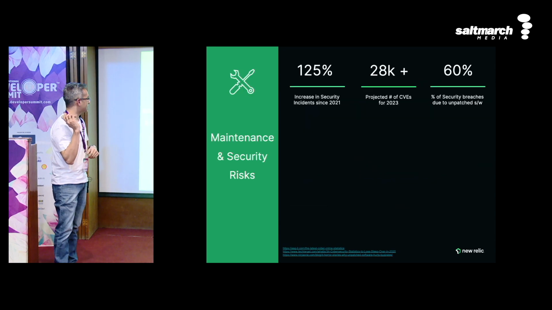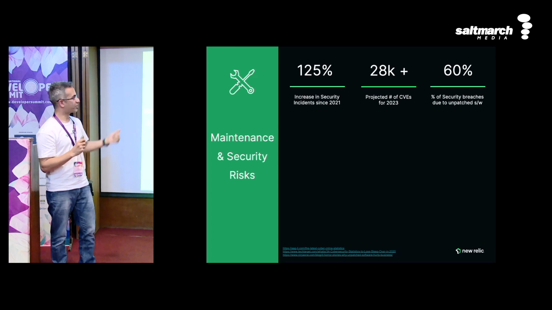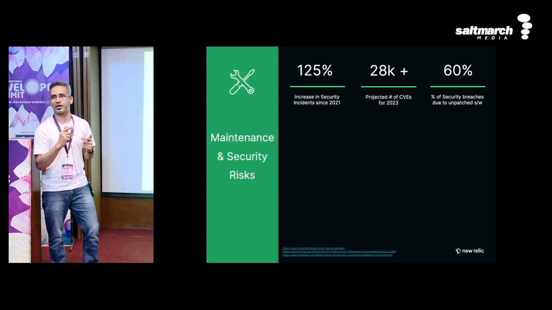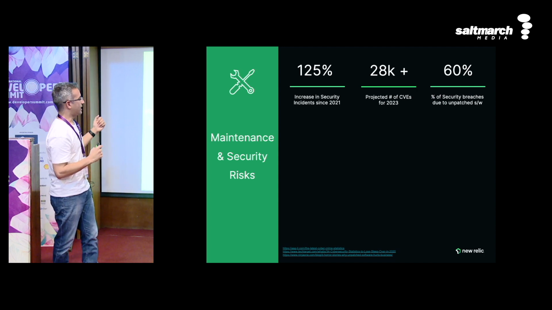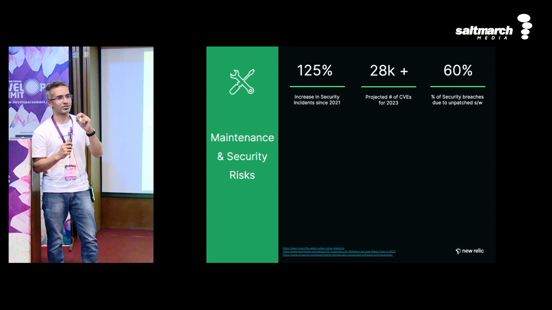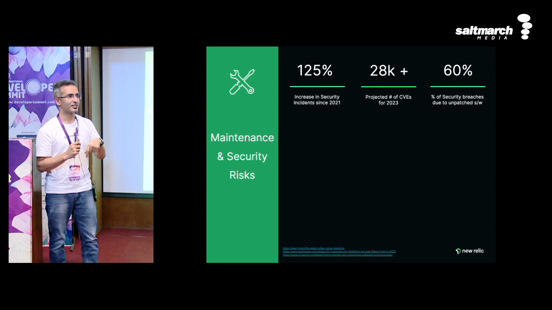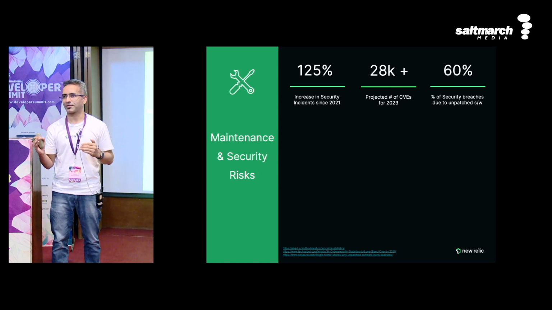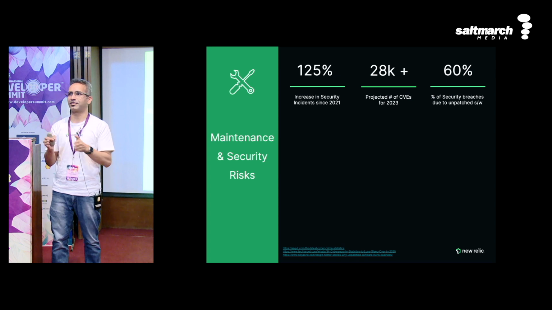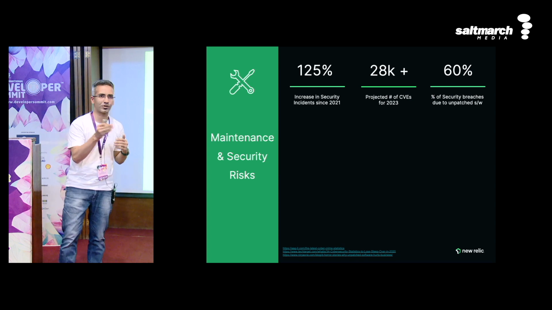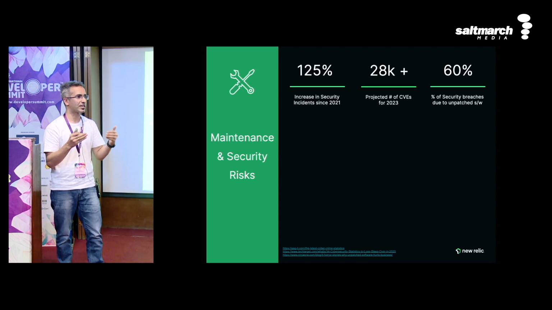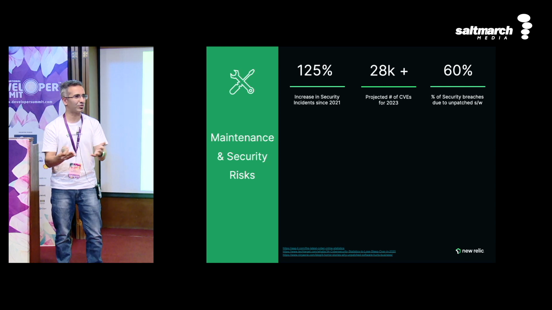And the last one is maintenance and security risks. 125% is the number of security breaches that got increased since 2021, right? And it is projected that there are going to be 28,000 CVEs by end of this year. And thanks to COVID, because all the businesses are trying to go digital, the hackers are looking for loopholes in every single possible. And do you want to take that responsibility? Because you are already scaling your systems. You are already ensuring that the security is taken care of for your existing application. You really don't want to spend time on securing your observability solution also.